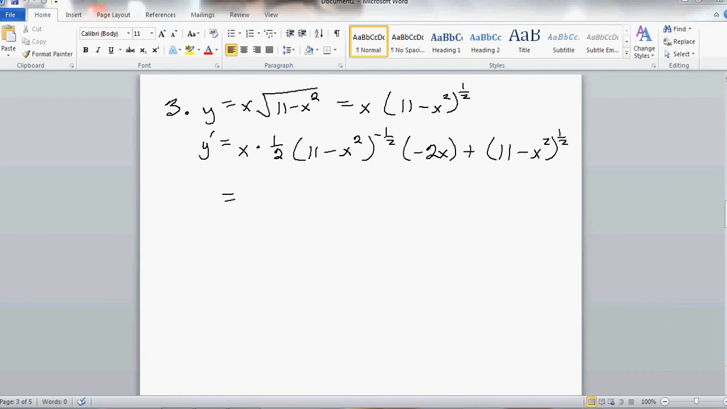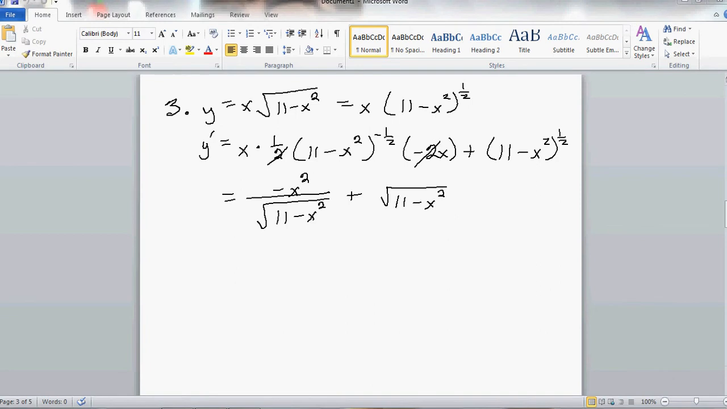And then we rewrite this and clean this all up. So this would become, let's see, the negative 2 cancels with the 1/2. The x times the x would become negative x. Actually, the x times the negative x would become negative x squared. And this goes in the denominator as the square root of 11 minus x squared. Plus, this remains the square root of 11 minus x squared.